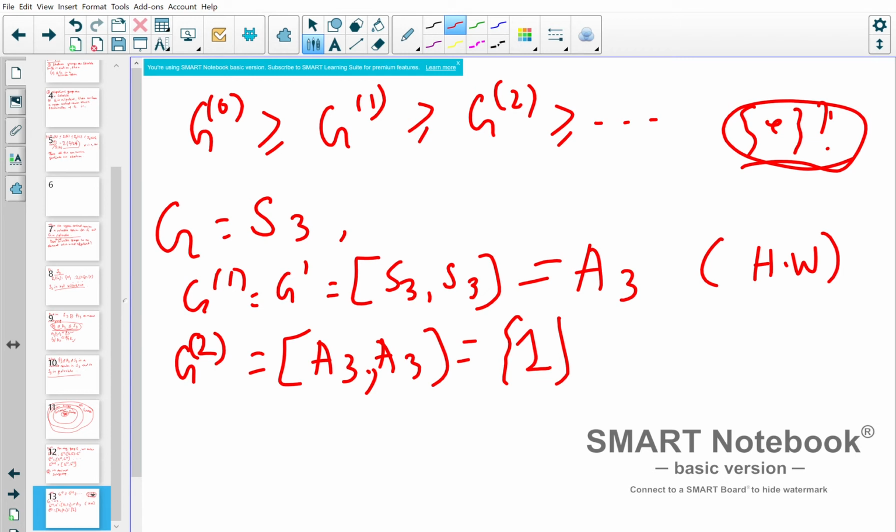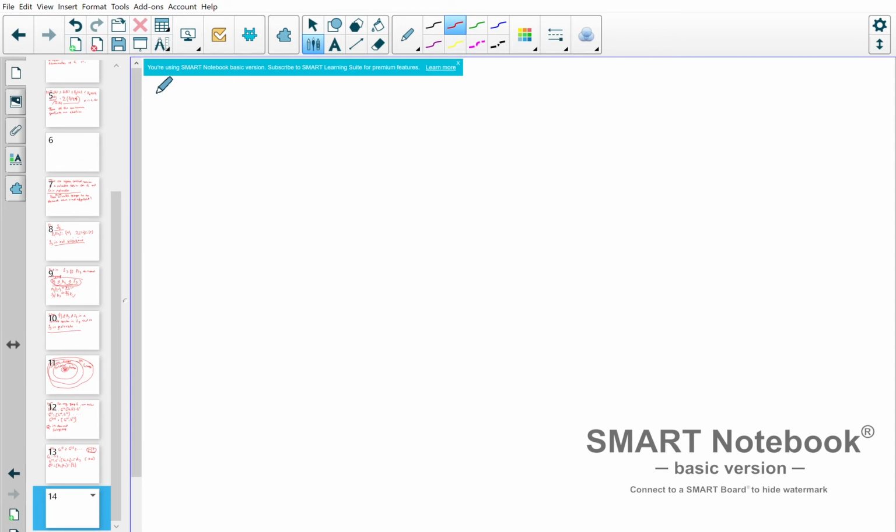In general it may not be the case, but we already showed that S3 is a solvable group. So the question is, is this actually equivalent to solvability? And the answer is yes. This is a very important theorem, and it is going to help us in future.